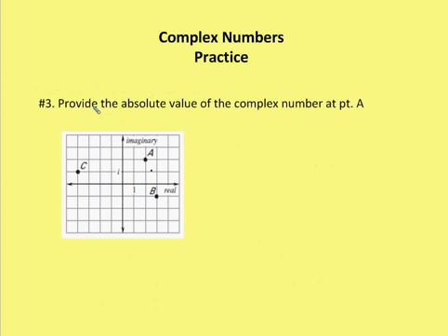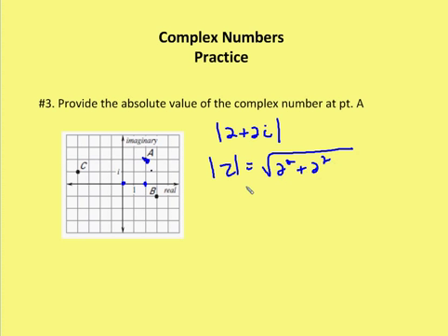Right, in our next problem, we're asked to provide the absolute value of the complex number at point A. Well, if I take a look, here is the origin. I go 2 units to the right and 2 units up. So it's the absolute value of 2 plus 2i. Okay, 2 plus 2i. And remember that my absolute value of z is equal to the square root, we're just using the Pythagorean theorem again, 2 squared plus 2 squared.